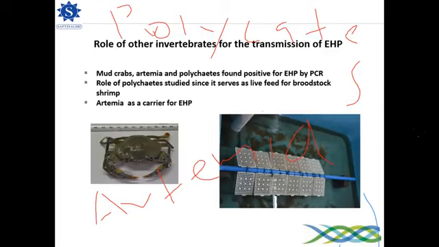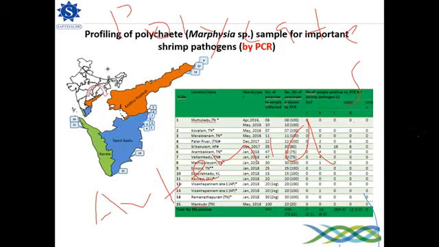But in the case of polychaetes, it's not a pure host, but it is a carrier for EHP. In the same case, Artemia also. This is a published paper conducted in India, on the polychaete Marphysa, what we normally call the mudworm, to find out whether it is a carrier for EHP and other pathogens. Almost 447 individual samples were collected in 3 different states: Kerala, Tamil Nadu, and Andhra Pradesh.